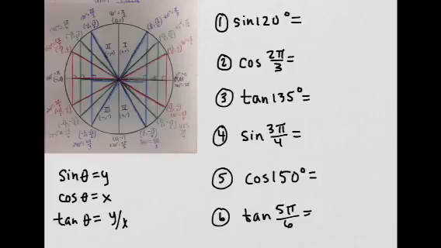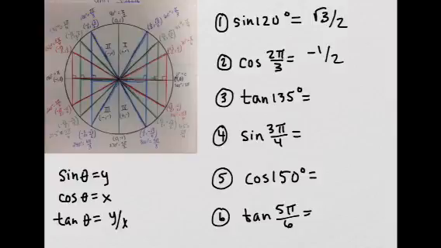sine of 120, so 120 is right here. And I wrote the definitions here, so we have them on the same screen. So here's the angle, sine is y, so this is my answer, radical 3 over 2. For number 2, 2 pi over 3, same angle, so right here, 2 pi over 3, that would be negative 1/2, because it's x.